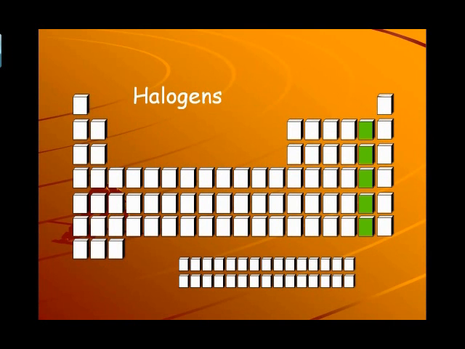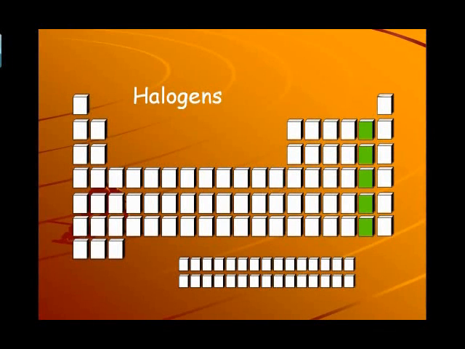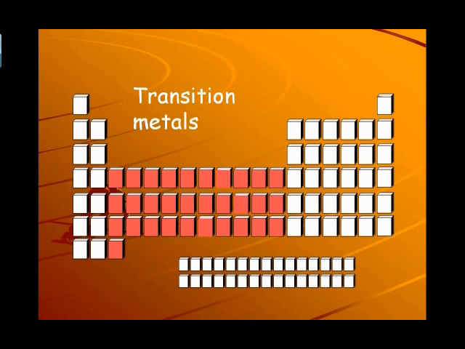The next group of elements are the halogens. The halogens tend to gain electrons, and they'll have a -1 charge when they're in a bond. They tend to make up your halogenated light bulbs. The next group is this big group in the center. These are the transition metals.